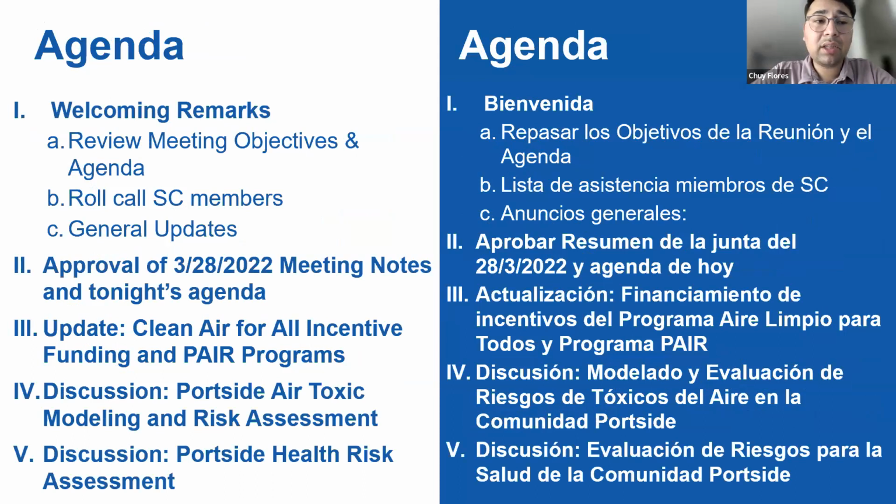And then for today's agenda, as a standard meeting, we'll go over roll call. And we have a few general updates that folks want to bring up to the group. Following that, we'll call for a vote and approval of the March meeting notes and tonight's agenda. And then we'll move on to the agenda items for today's meeting, including the update on the Clean Air for All incentive funding and PAIR programs, and a discussion on the Port of San Diego's Health Risk Assessment and CARB's Air Toxic Modeling and Risk Assessment.